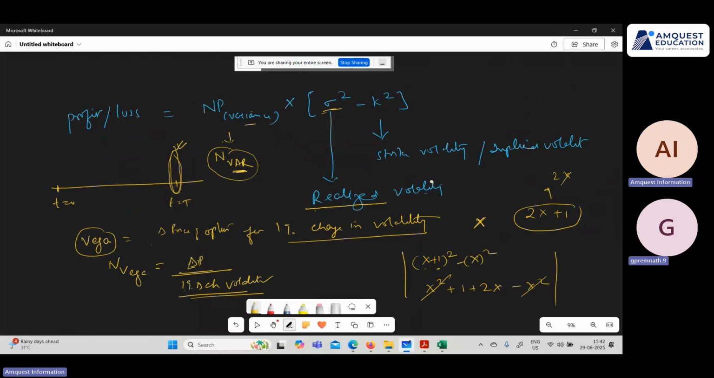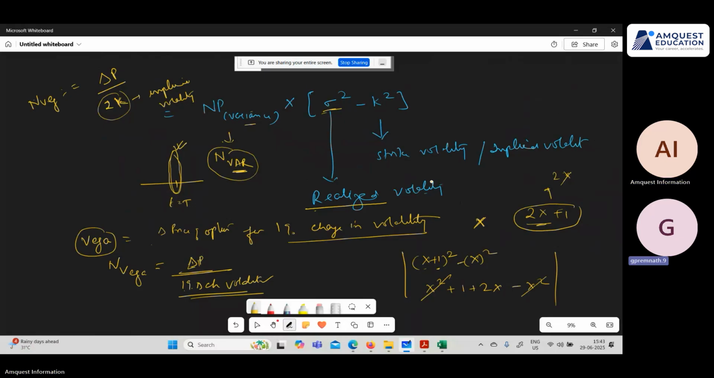The thing I've explained to you is not in your books anywhere, but they give you a formula that your notional principal N Vega is given by your change in price divided by 2K. And they say this K is again the implied volatility, something you know today. But a lot of forums and places ask how this 2K comes from. It's just an approximation of 2K plus 1, because it represents a 1% change in the volatility.